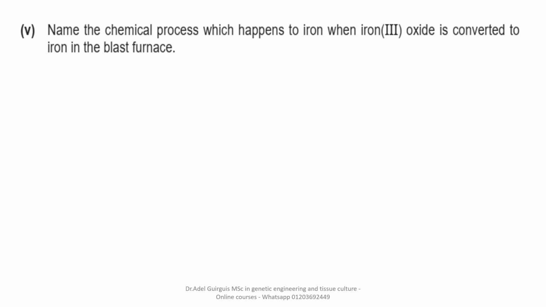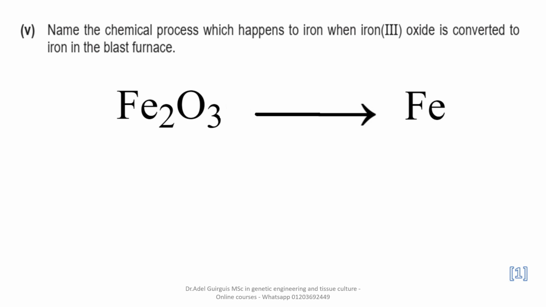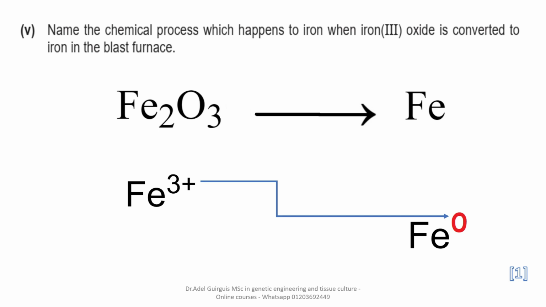Name the chemical process which happens to iron when iron 3 oxide is converted to iron in the blast furnace. Firstly, we have iron 3 oxide. It is converted into iron. What's the difference of Fe on both sides? In Fe2O3, iron is found in the ionic form Fe plus 3. It has a valency of positive 3, while on the right side Fe is in the atomic state. I mean, it is neutral. So when Fe plus 3 is converted into Fe, what would happen? What process is needed? It is a reduction process, from positive 3 to 0. We move down in the scale. That's called the reduction process.